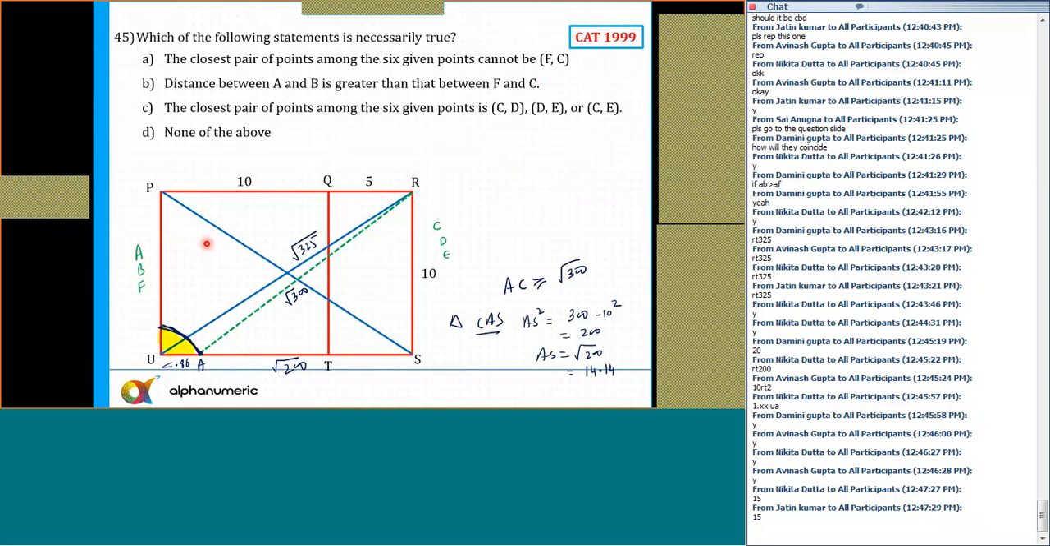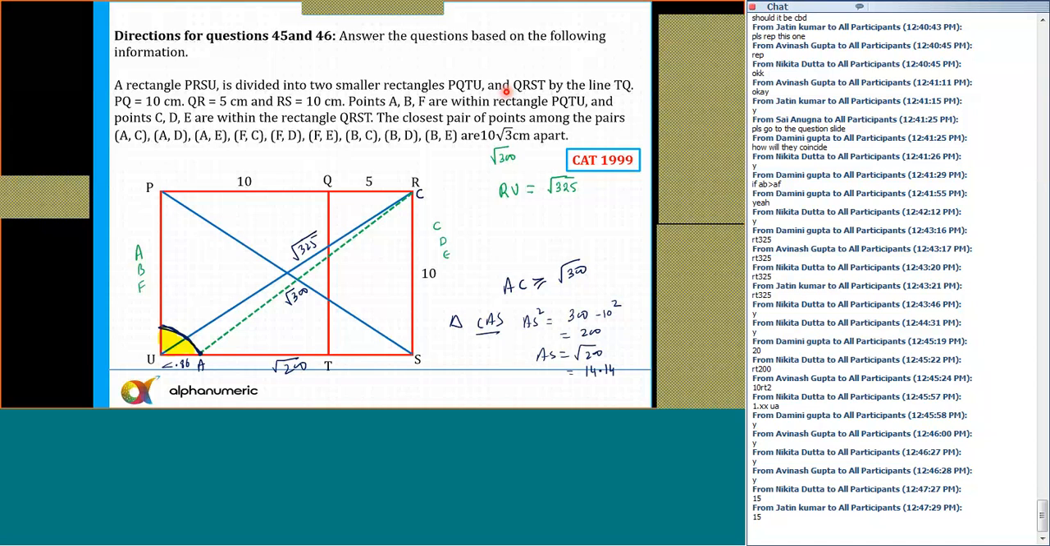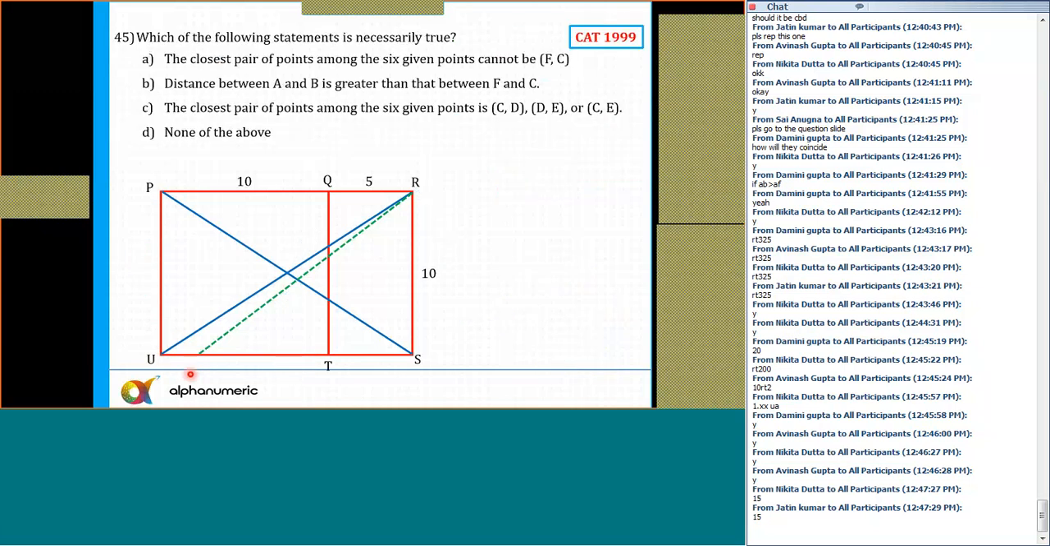So by using that logic also we can say, which of the following statements is necessary, the closest pair among the 6 given points cannot be F to C. Yes, it cannot be F to C, because between A to F it will definitely be within this region, definitely less than 10, or at maximum it can be 10. So by using that logic you can say it is option number 2.